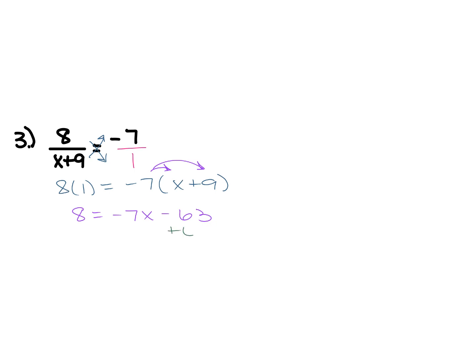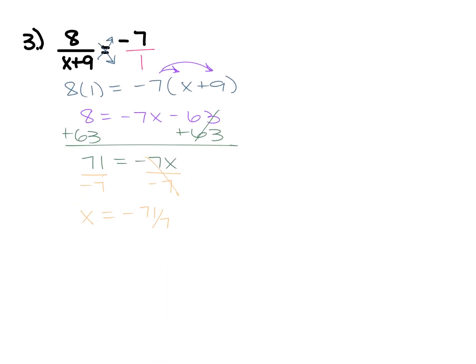I want to move my 63 over, so I'm going to add it to both sides. This is going to give us 71 is equal to negative 7x. From there, we divide each side by the negative 7, and this gives us that x is equal to negative 71 over 7. Before we say that's our answer, if we check it and plug it into our denominator with the x, that's going to be negative 71 over 7 plus 9. That does not give us 0 in the denominator, so that is our solution.